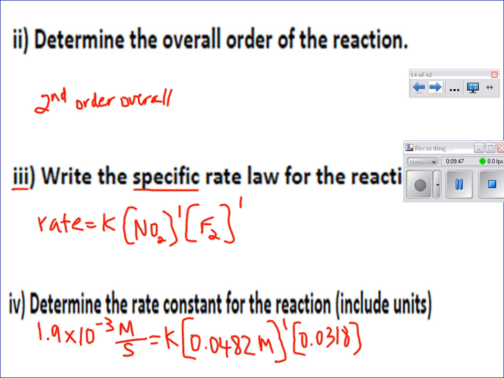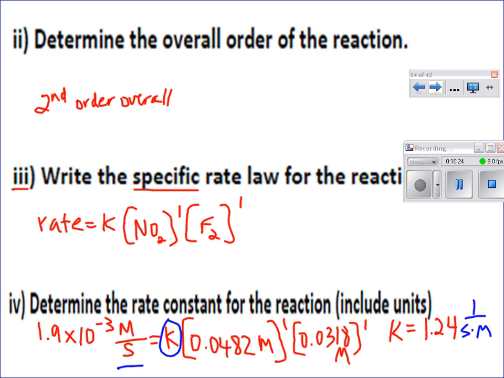0.0318 times molarity raised to the first. All right, so isolate K and just give me 3 sig figs on that K. 1.24. Now the units are crucial. Let's just look at units how they'd be if we were isolating K by itself. If we were isolating K, we'd take this and divide it by everything on the right. So molarity divided by seconds divided by molarity to the first is what? 1 over seconds. Divided again by molarity is 1 over second molarity.